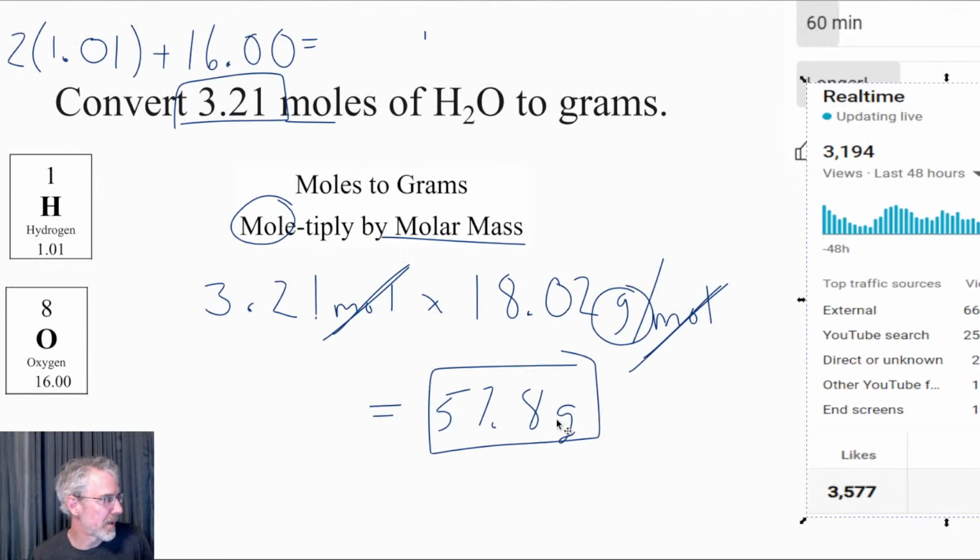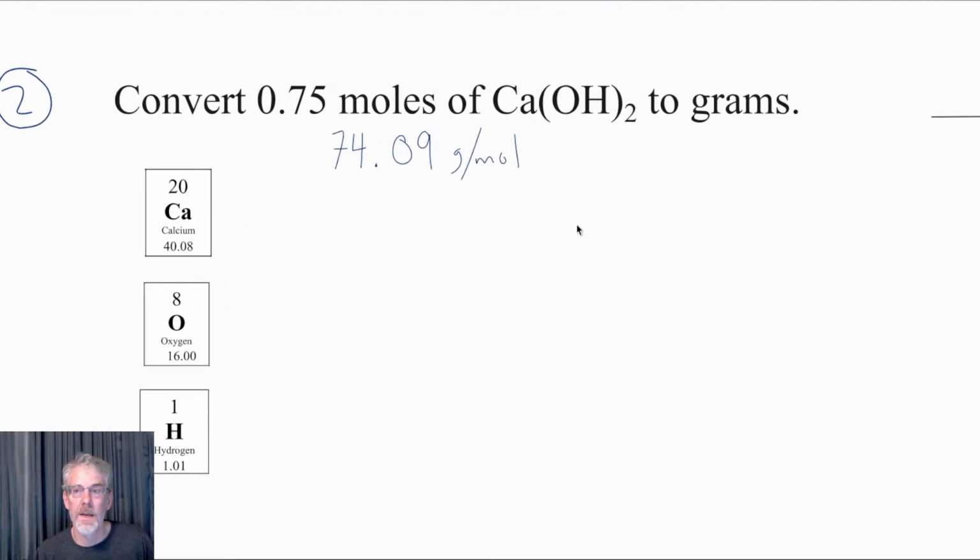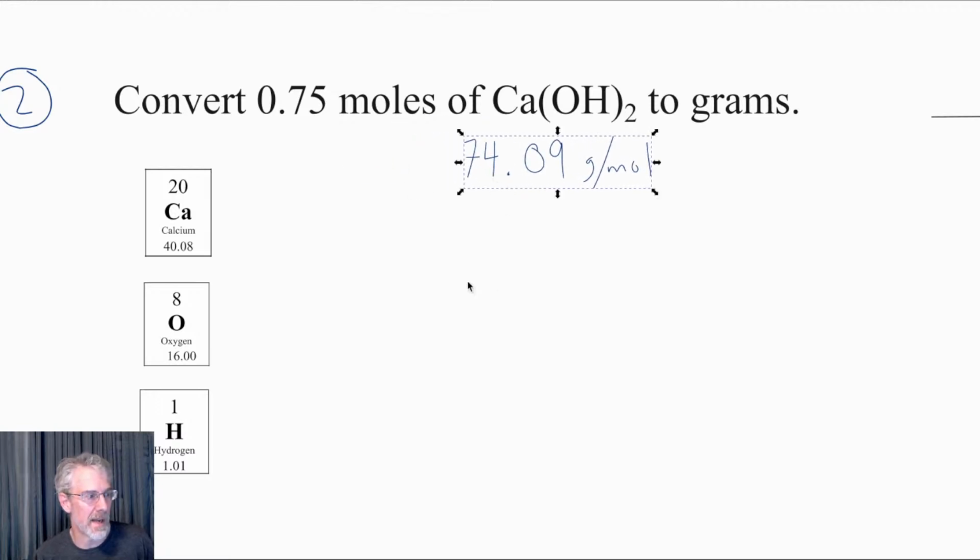All right, let's try another one here. How about convert 0.75 moles of calcium hydroxide to grams? And I give you the molar mass here, so you don't have to calculate that each time. Give it a try.